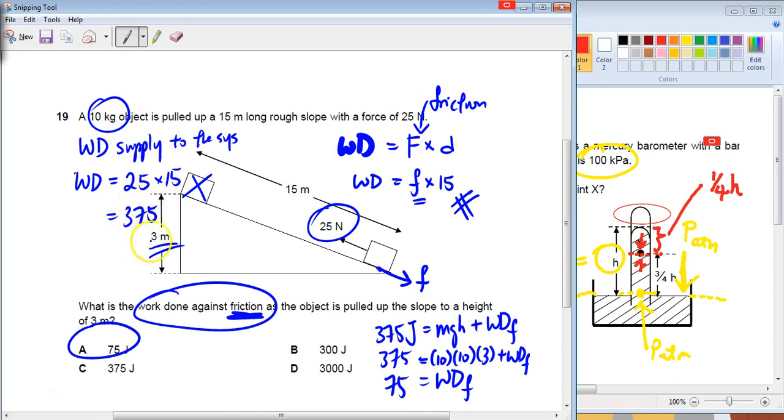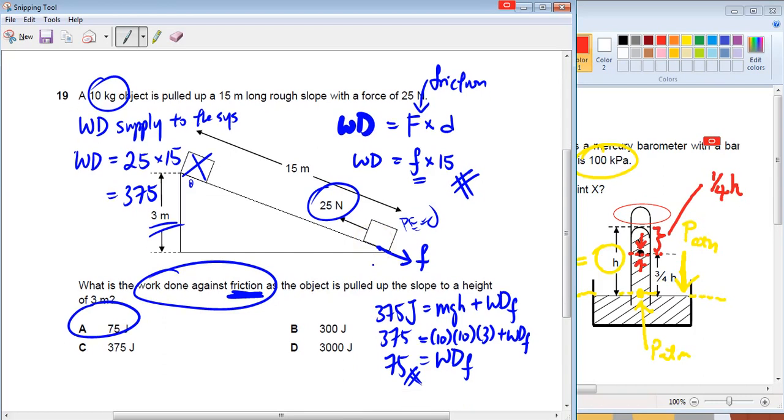And how you are going to spend this 375 joules is that you want to raise the box from P equals to 0, which is down here, to P equals to mgh, which is here. So 375, you spend it on raising the height of the box. The remaining energy must then go into the work done against friction. Okay, and just by simply subtracting 375 by 300, you will get this work done against friction. And of course, if the question requires, I can ask you to calculate what is the frictional force along the slope.